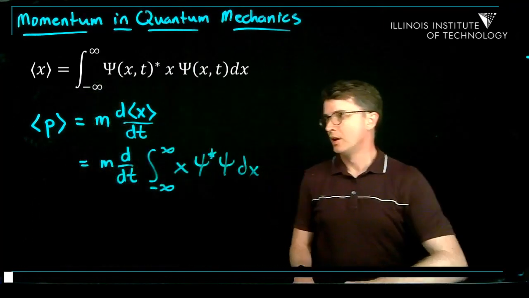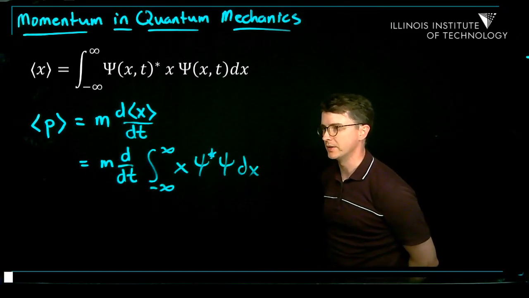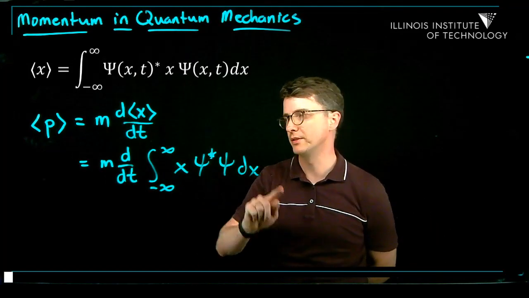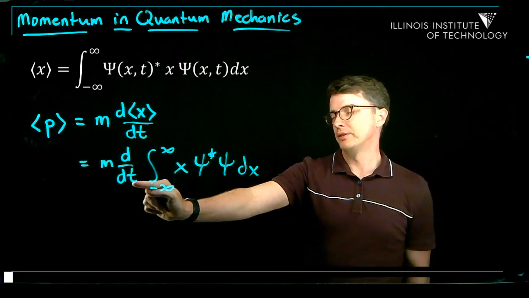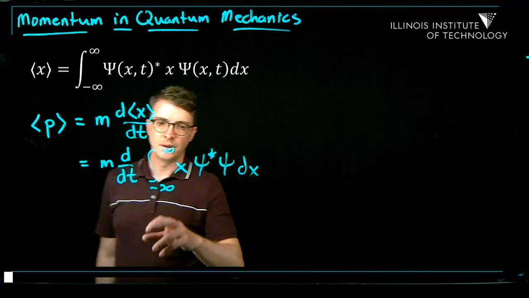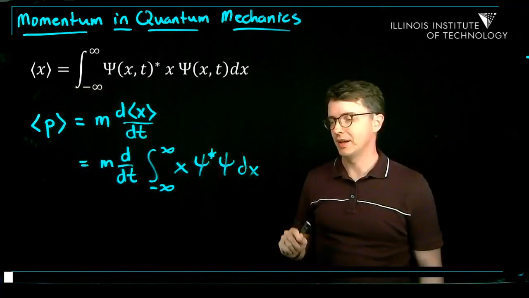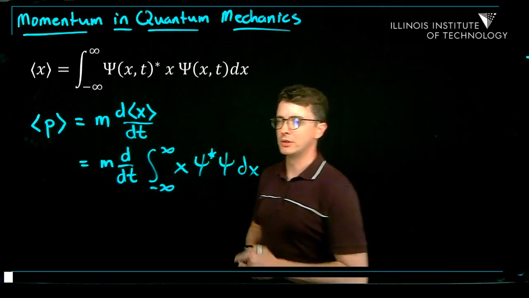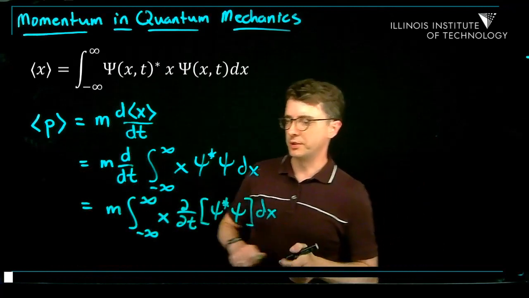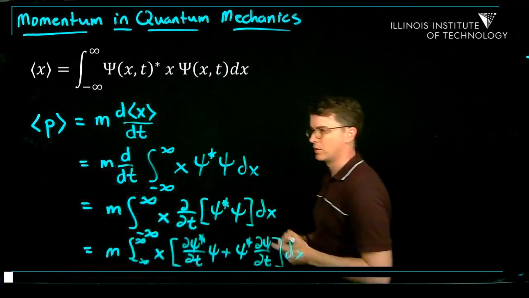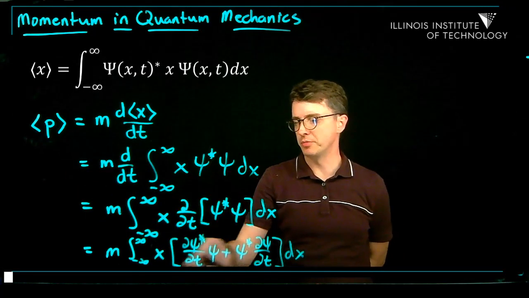So here we go. I'm not going to write the x and t arguments just to save myself some writing, so you just have to remember that psi is a function of x and t. The integral is over x. This is a derivative with respect to t. And by the way, x itself does not depend on time. x is a different variable than time. So let me bring this d/dt inside of the integral, and then let's use the product rule here. Okay, so far so good. This is my expression for the average momentum.